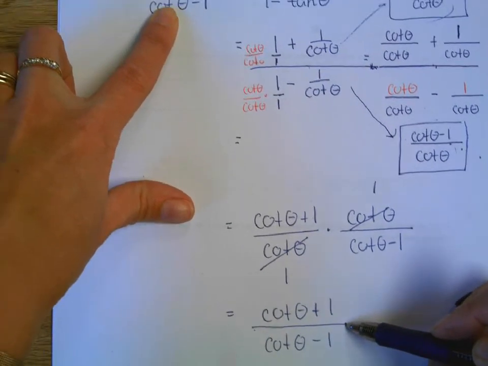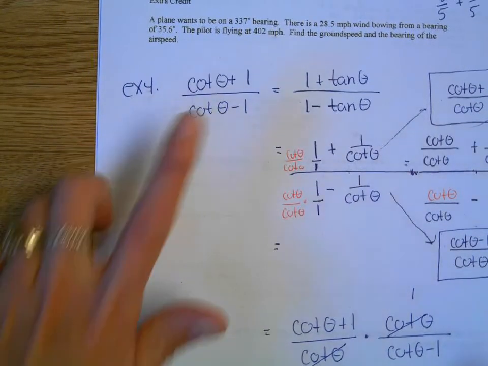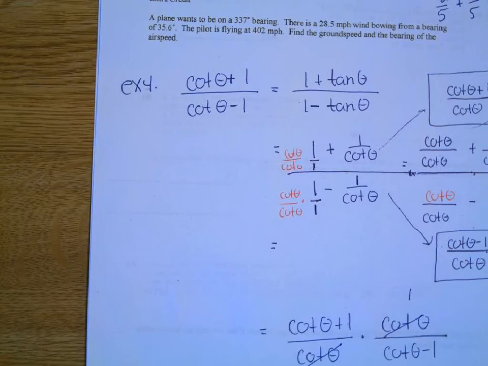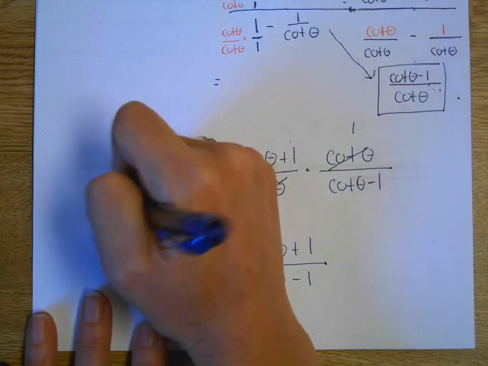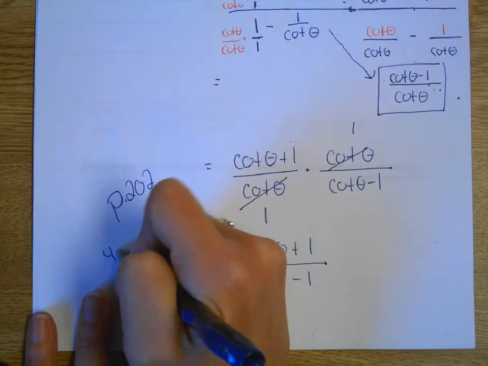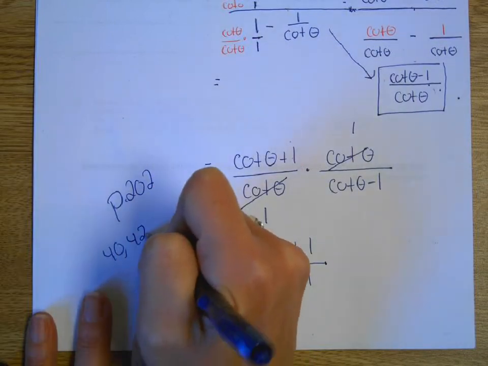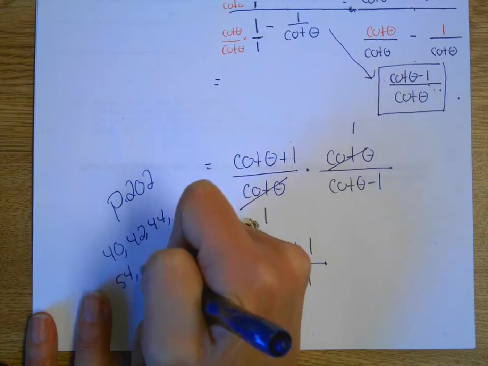I just don't get why we start and then go in a loop and go right back where we started. Yep, that's what verify is. That's what we're supposed to do. Okay, the only reason I was so confused on that one was because I wrote down the wrong question. I put cosine instead of cotangent.